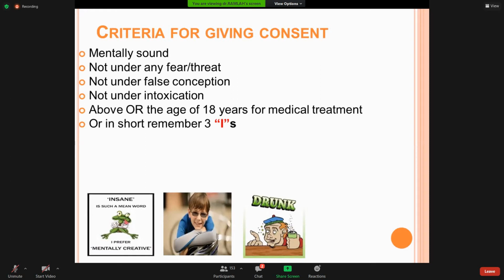Above the age of 18 years for medical treatment. Hamare paas basically in Pakistan, every country has its own laws and regulations, but for Pakistan the age of validity for giving the consent is 18 years. Sometimes in some countries, emancipated minors can give it. Emancipated minors are those who are totally dependent on themselves, like at the age of 16 or 14, they got married, they have kids. So in some countries they are allowed to give consent. In short, remember three I's on which the consent cannot be built: insanity, immaturity, and intoxication.